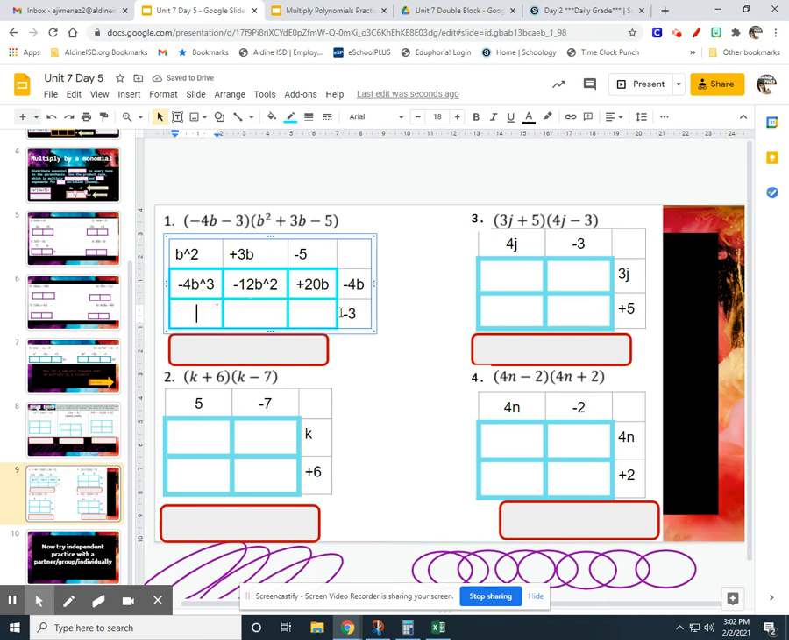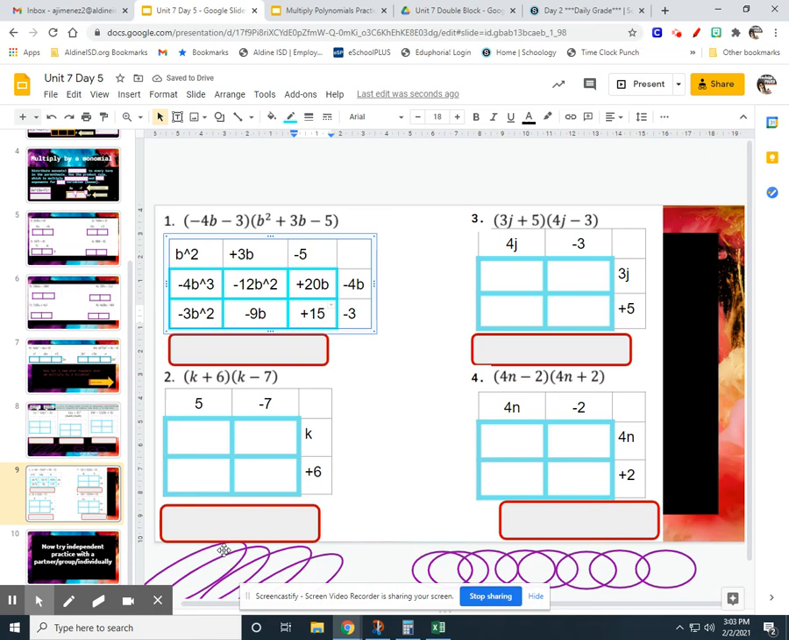Now I'm going to multiply this by negative 3. Negative 3 times 1 is negative 3. I bring down the variable because there's no variable with that negative 3, so negative b squared comes down. Positive 3 times negative 3 is negative 9. The b comes down because there's no variable with negative 3. Then negative 5 times negative 3 is a positive 15.